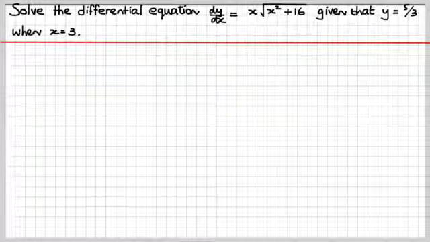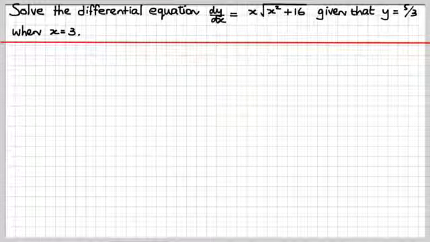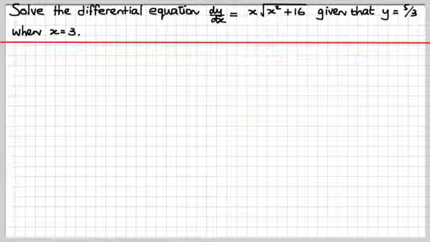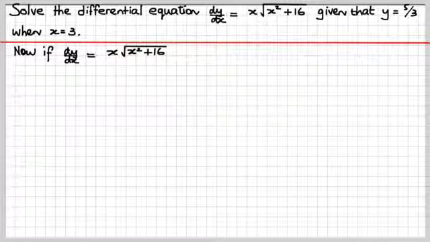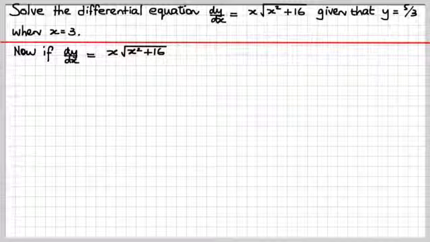Alright, solve the differential equation dy/dx equals x times the square root of x squared plus 16, given that y equals 5/3 when x equals 3. Well, it looks a bit daunting at first glance, guys, but really, they call it a differential equation, but all we've got to do is just integrate that right-hand side, and it's a pretty standard looking integral. So what you've got to do is develop a basket of techniques, like a checklist of, is it this, is it that, is it something else?